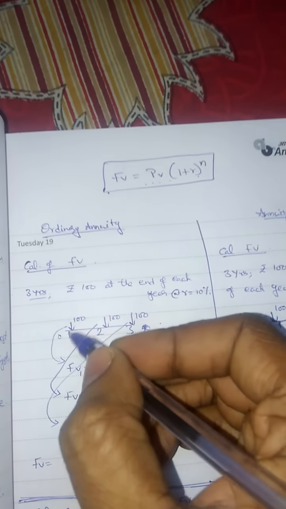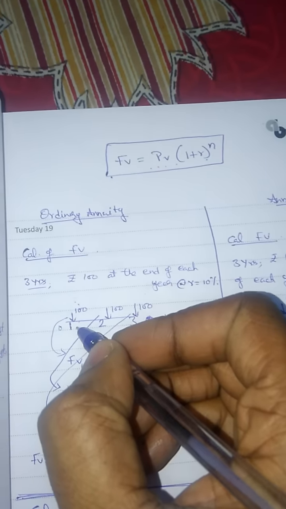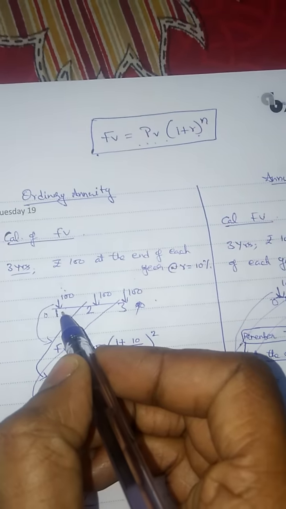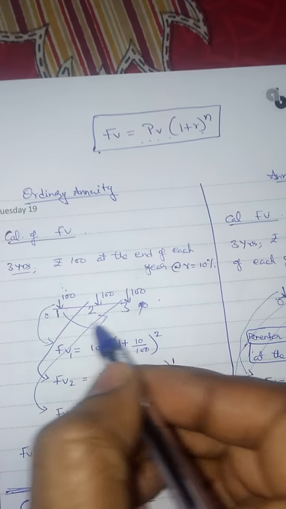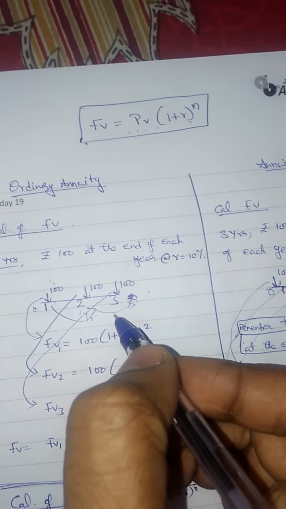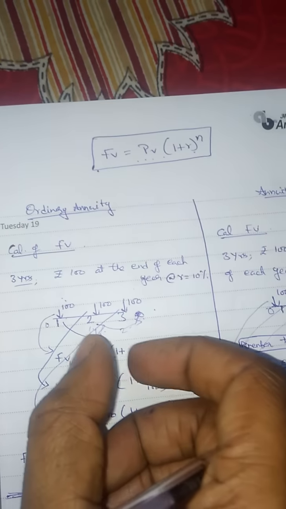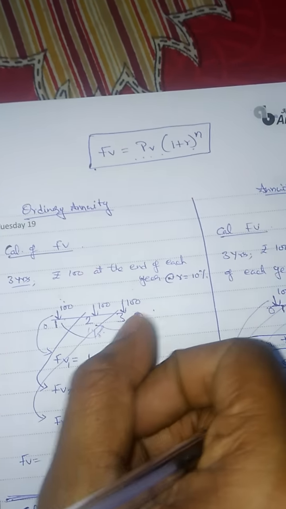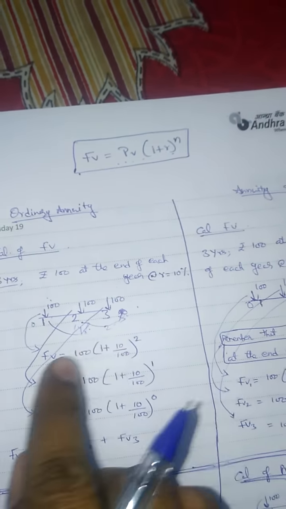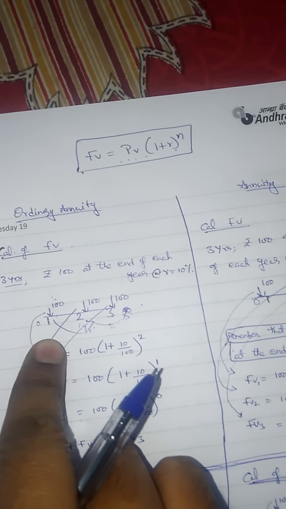At the end of the third year, this first 100 was received at the end of the first year. So for how many years will this 100 be held? From the end of first year to the end of second year is 1 year, and from the end of second year to the end of third year is the second year. So the total period for which this first 100 is held is 2 years. So in (1 plus r) whole power n, n is 2 for this first 100.